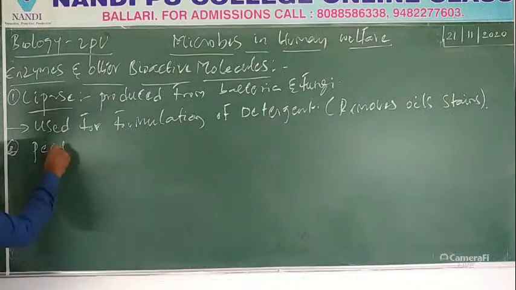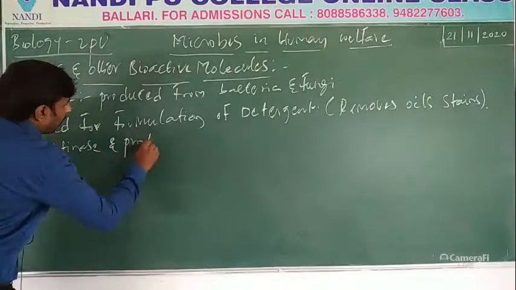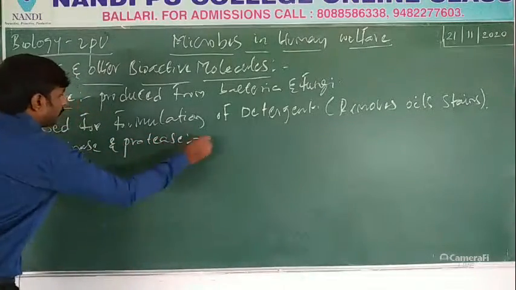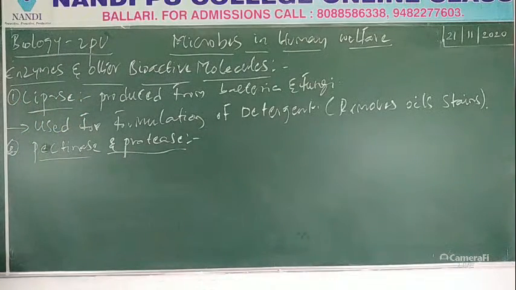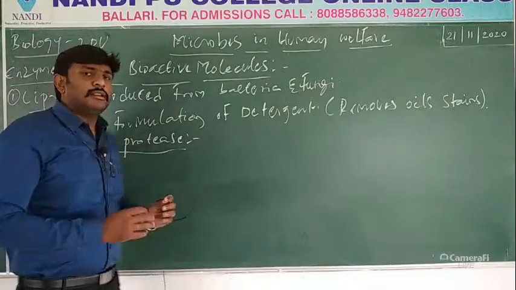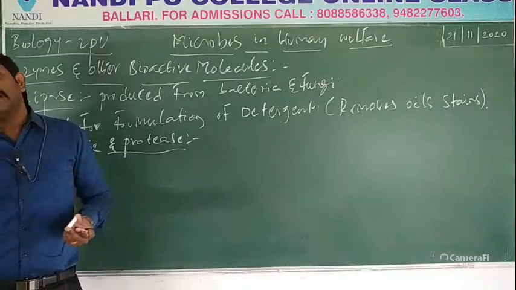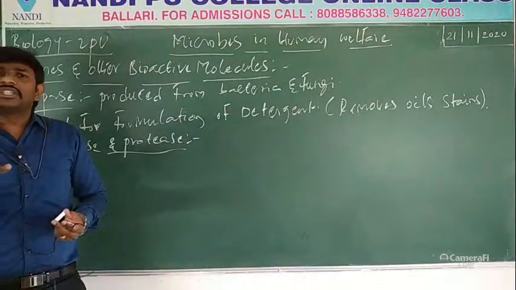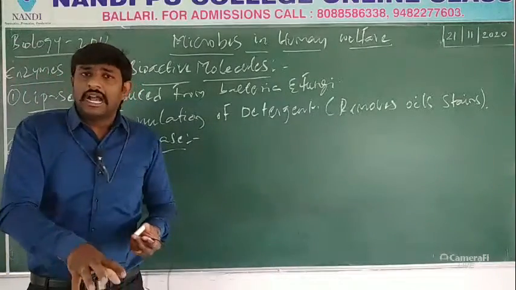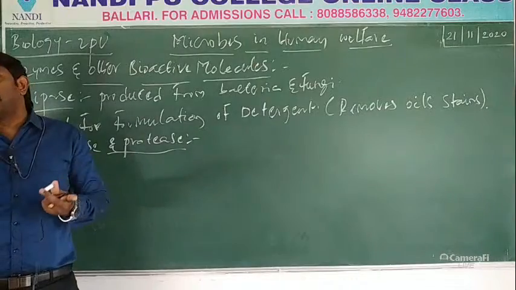pectinase and protease. These two types of enzymes are widely used in the preparation of juices. For example, if you go to supermarkets and other markets, children, you see the juice bottles are very clear. If you observe the juice prepared in your home and the juice you buy from the market, there is a slight difference in the bottle.